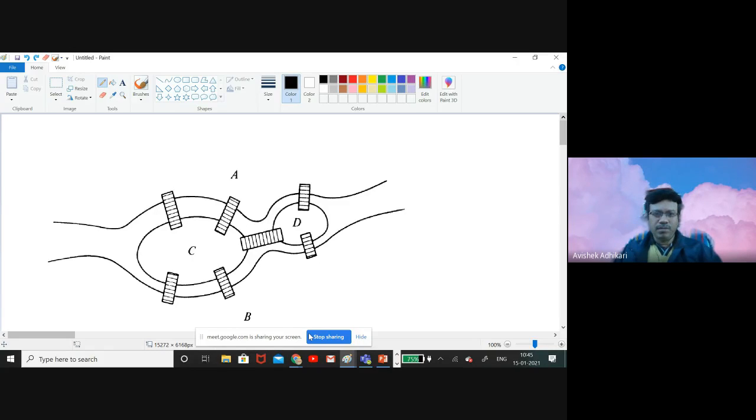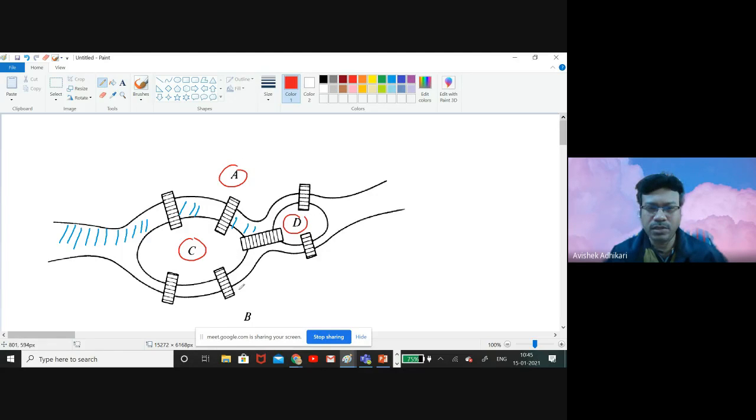So the problem is stated like that. Suppose we have a river. So this is a river. I can color it down here. So this is the river part, and there are two islands. They are the islands. C and D are the islands, and A and B are banks, the riverside portion.